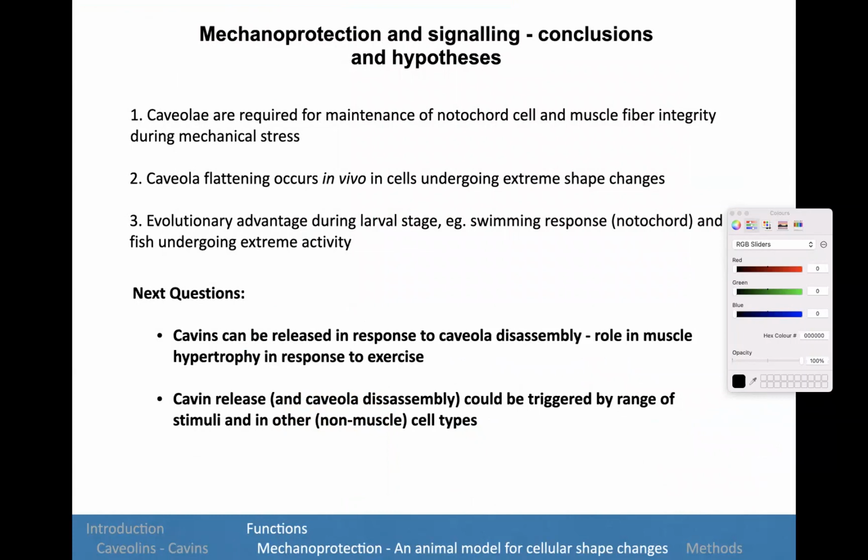The caveolar flattening occurs in cells undergoing these extreme shape changes, and this obviously has an evolutionary advantage during larval stage, for example, during swimming, and in fish undergoing extreme activity. And we're now looking at whether this also plays a role on a less extreme scale in terms of muscle hypertrophy in response to exercise.